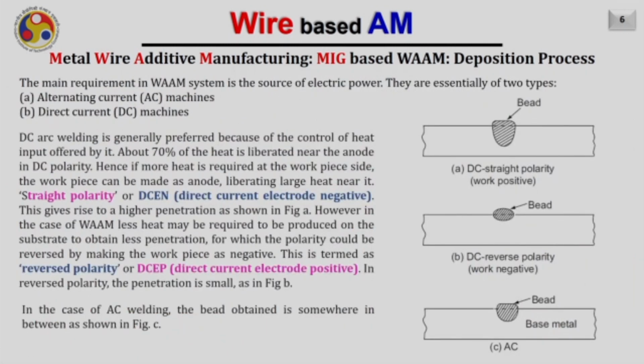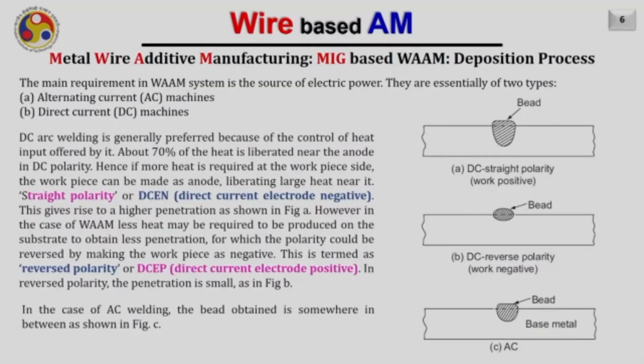So, the main requirement in WAAM system is the source of electric power. There could be two possible sources of electric power. One could be the DC welding source, or it could be the AC welding source. If it is DC welding source, DC welding is generally preferred because of the control of heat input offered by it. About 70% of the heat is liberated near the anode, right? Anode, where the positive polarity is given.